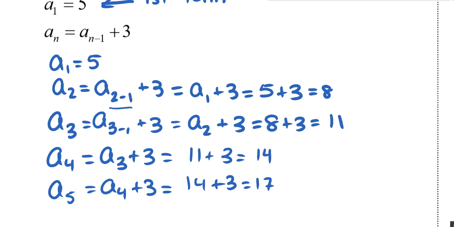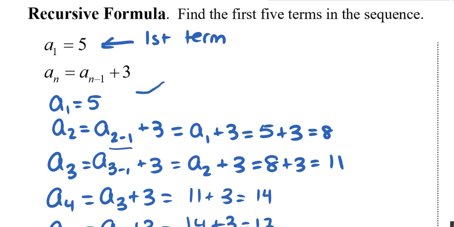Now the one thing you want to recognize is this value up here. When you see this expression, a sub n minus 1, this is always the previous term.